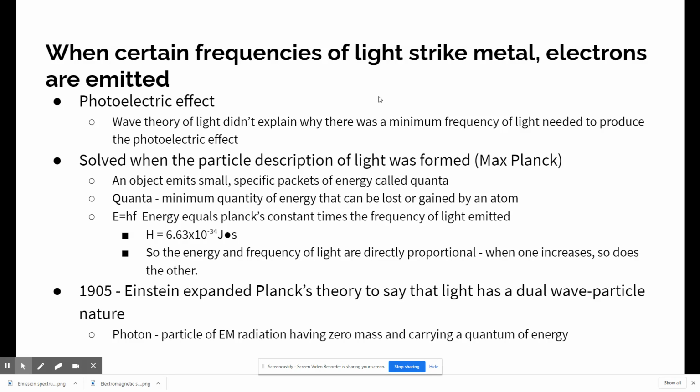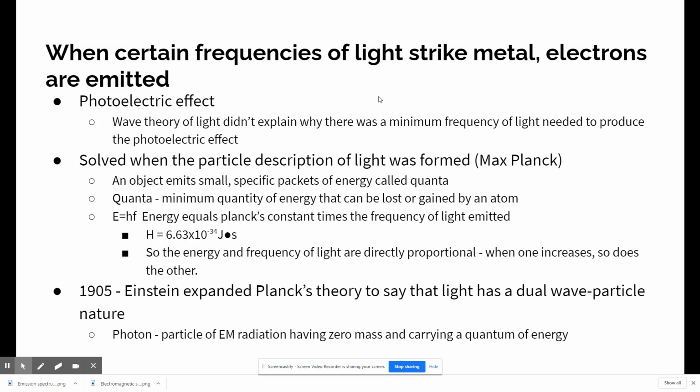So that was how light can behave like a wave. It acts like a wave, it carries energy, it has a frequency and a wavelength. But it can also act like a particle. And the fact that light can be considered a particle helped explain a phenomenon called the photoelectric effect. That was when light would strike metal and cause this effect, but it didn't work for all frequencies of light. And that wasn't explained well using the wave theory of light. It did not explain why there was a minimum frequency needed to produce this effect.